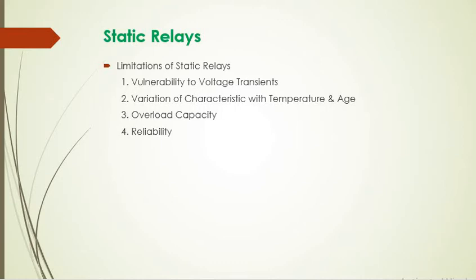Next limitation is variation of characteristic with temperature and age. The characteristics of semiconductors are affected due to variations in the surrounding temperature. Silicon transistors are much less prone to temperature effects than germanium transistors. Temperature effects can also be minimized by appropriate use of thermistors or appropriate compensating circuits. Aging can be minimized by pre-soaking for a number of hours at a relatively high temperature.